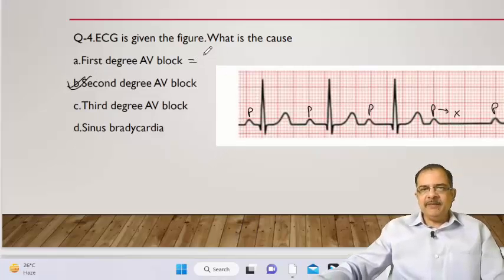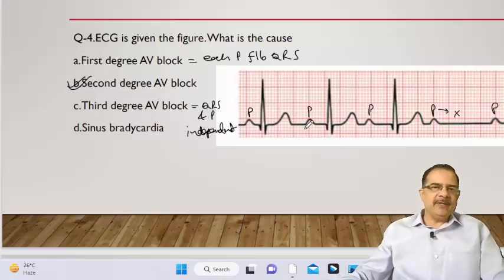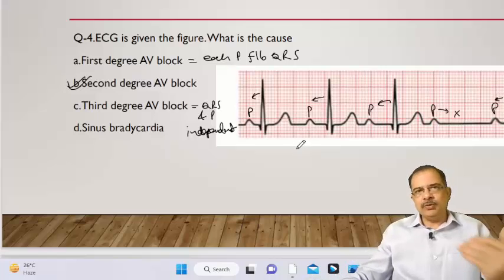While in the first degree AV block, each P will be followed by a QRS complex. While in the third degree AV block, QRS and P are independent of each other. There is no relation between the P wave and the QRS, but here whenever a QRS is coming, it is preceded by a P wave. So that means ventricular depolarization is dependent on the conducted atrial impulse.